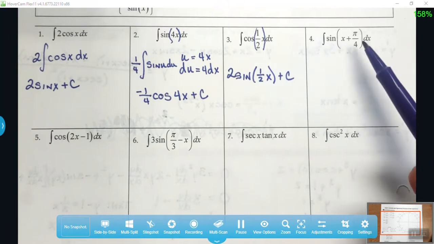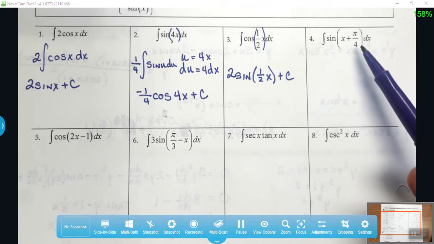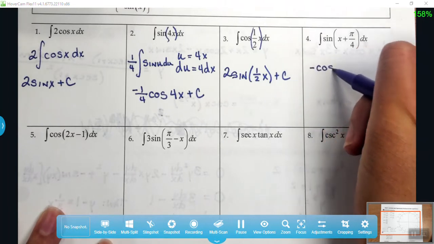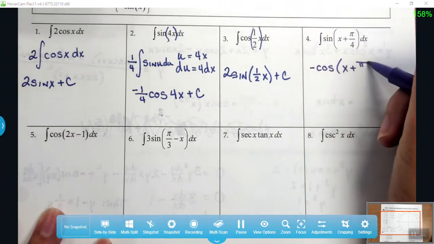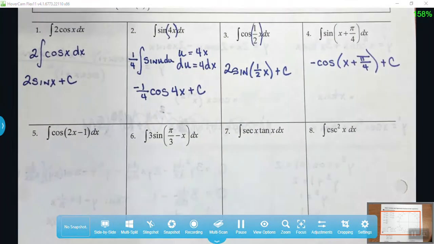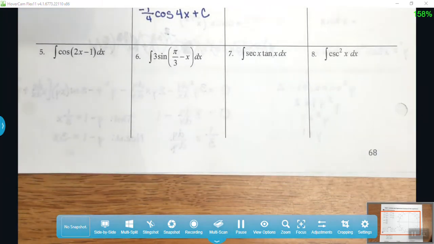Like if I made u x plus pi over 4, what's du? Just 1, right? So do I have to bring anything out? No. So then what's the integral of sine? Negative cosine, and then you can leave that stuff in. But remember, if you need to do all of these steps, then you can do all those steps. It's just easier if you don't have to. Okay. Again, 5, 6, 7, 8 is for you. If you've got to write the u's out, then write the u's out. If you don't have to, that's better.